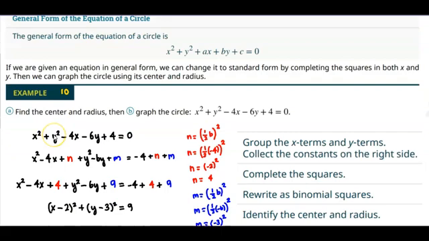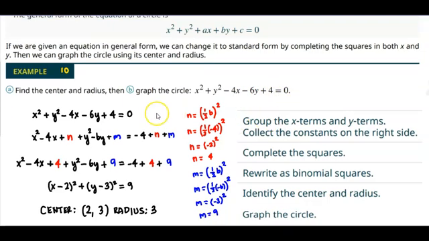So for example number 10, we want to be able to find the center and the radius and then graph the circle x² + y² − 4x − 6y + 4 = 0. So the first thing we need to do, okay, here is what our equation looks like. And what we want to do is group the x terms and the y terms and then collect the constants on the right side.